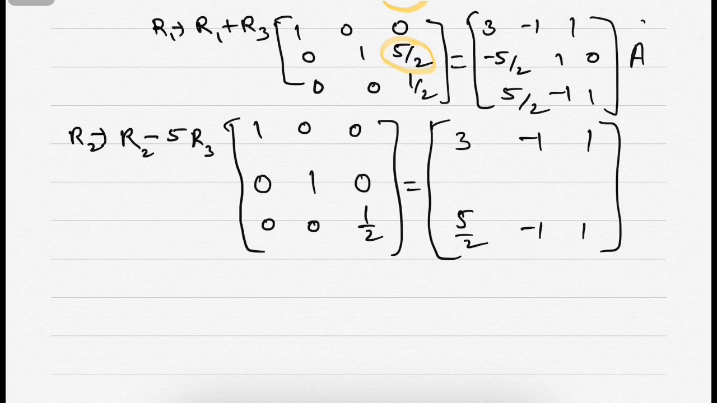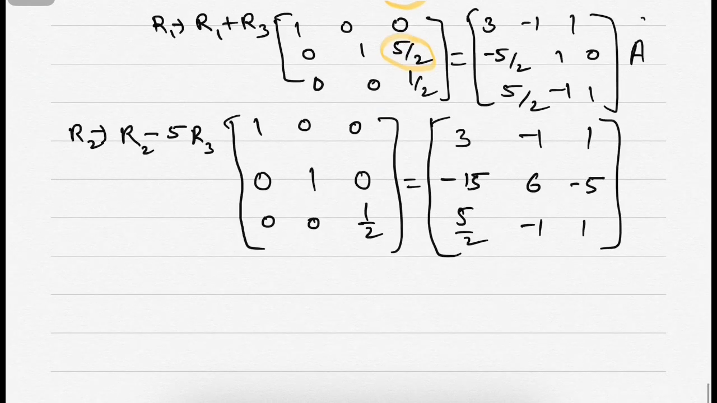On the right side, R2 minus 5R3. 5 times 5 is 25. 25 minus 5 by 2 is 25 by 2 minus 30 by 2, minus 30 by 2 is minus 15. Then 1 minus 5 is... 1 plus 5 is equal to 6. And 0 minus 5 is minus 5, into A.